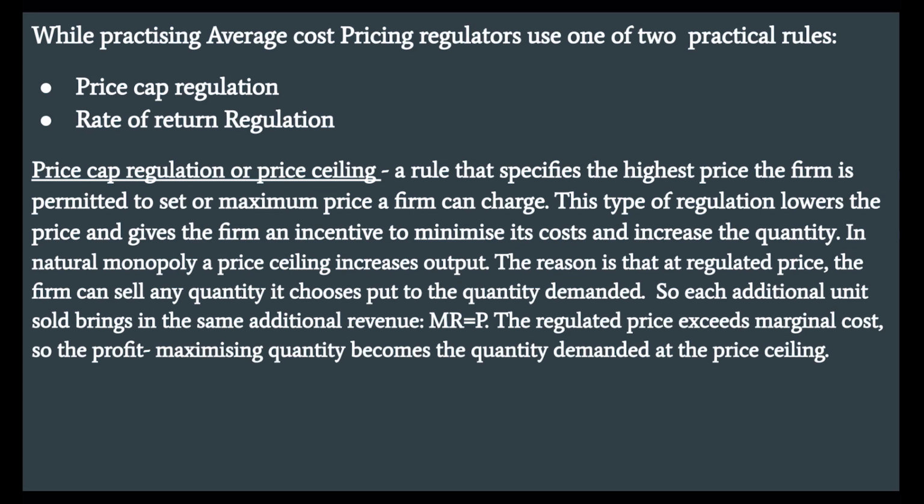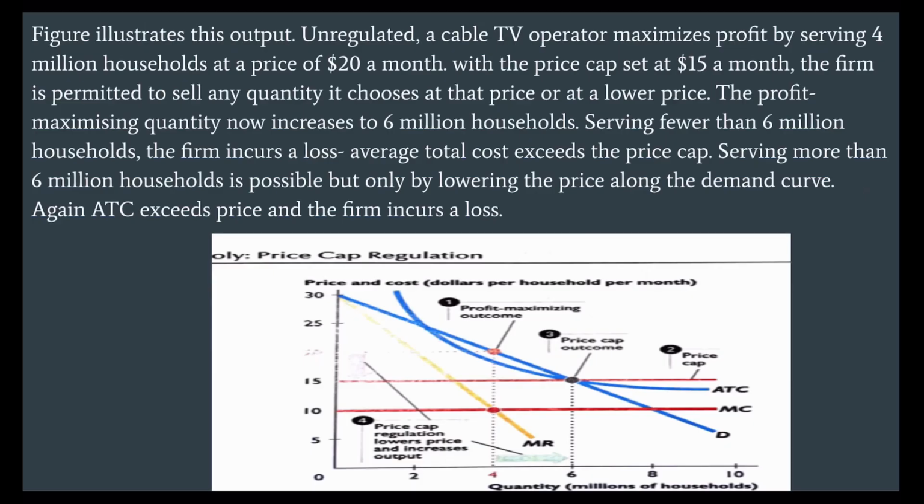The reason is that at the regulated price, the firm can sell any quantity it chooses up to the quantity demanded. Any quantity it chooses, so each additional unit sold brings in the same additional revenue. That is, MR is equal to P here. The regulated price exceeds marginal cost. So the profit maximizing quantity becomes the quantity demanded at the price ceiling. So in the figure, you can see they illustrate this output. The price cap or price ceiling is at $15.